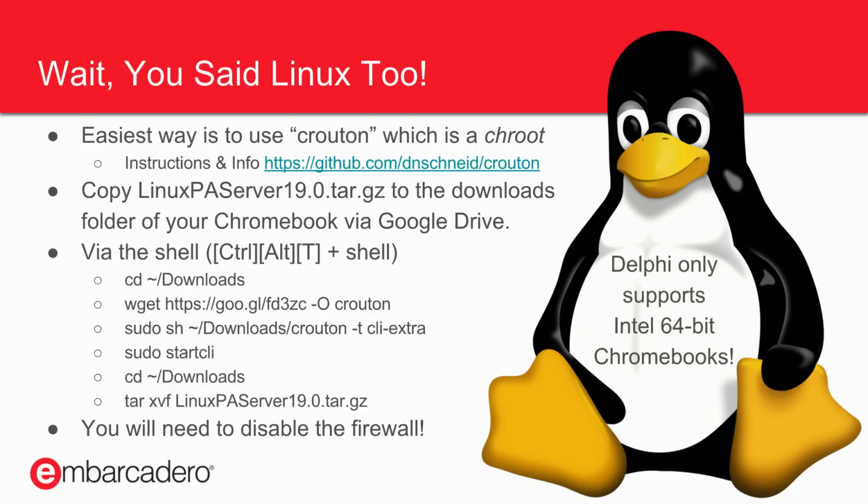So what you're going to do is copy your Linux PAServer from your program files folder into Google Drive, and then from Google Drive into the downloads folder on your Chromebook, and then run those commands you see there. After you do that, you're going to need to disable the firewall.